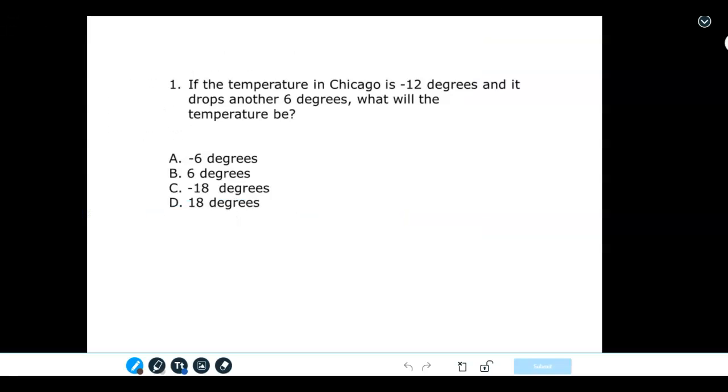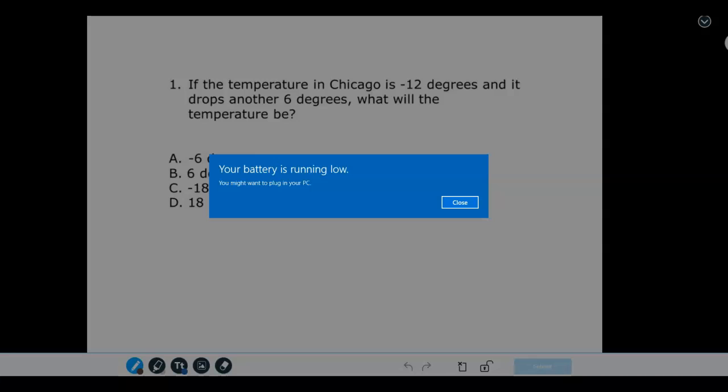All right, so before we get started on this, pause what you're doing. I would like some of these groups to share, maybe 2 or 3 of you, as to how you got your answer. Johnson, what did you do to get your answer?